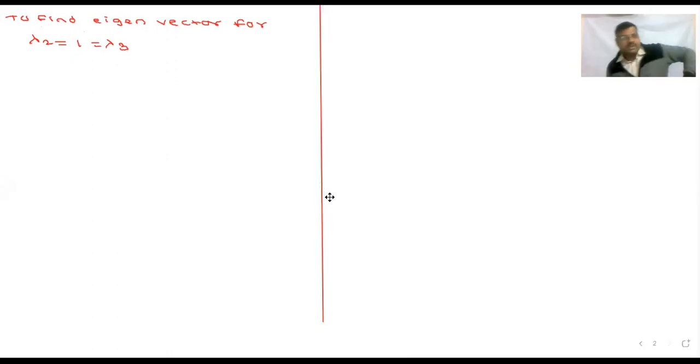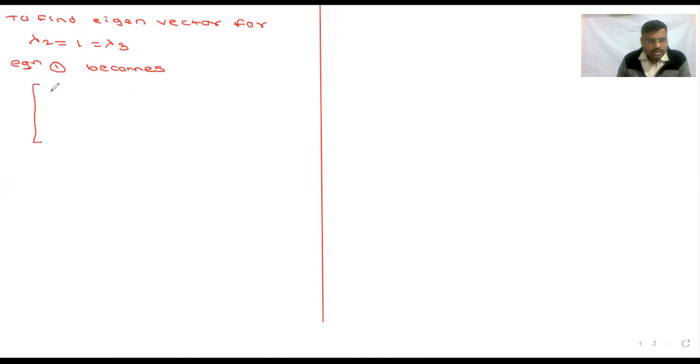Equation 1 becomes, what is equation 1? Equation 1 becomes, so lambda equal to 1 टाकला, काय भेटणार आहे? Lambda equal to 1. 1 to 1. Very good. 1 to 1 and 1 to 1. When you put all the values, we got that all equations are the same.